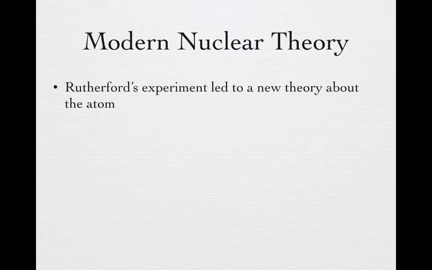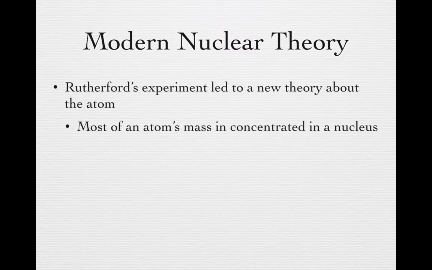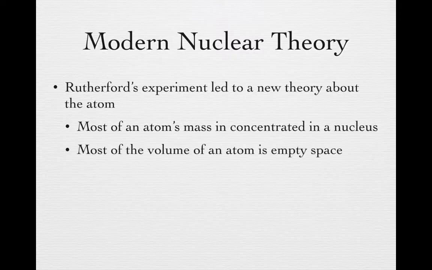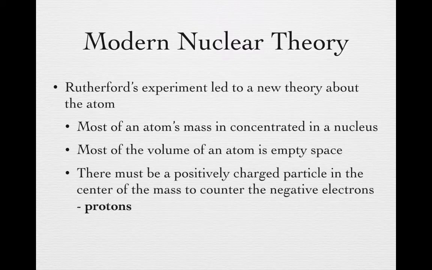So Rutherford's experiments gave us a new theory about the atom. And Rutherford said, well, most of the atom's mass must be concentrated in some nucleus, and he realized that if you have this nucleus, it would give enough mass to knock back those alpha particles. However, they noticed that most of the alpha particles just went straight on through with little or no deflection when they passed through the gold foil. So the next part was most of the volume of an atom is empty space.